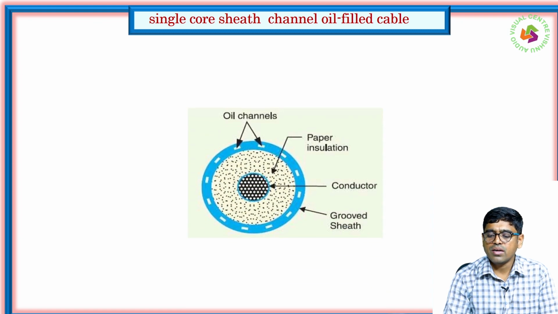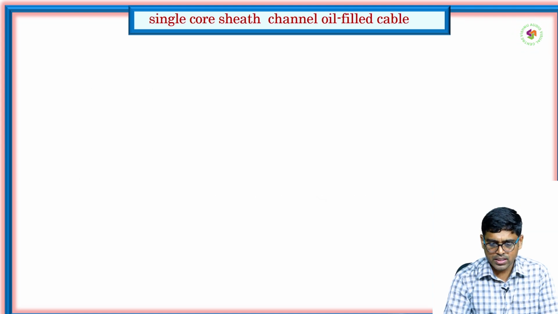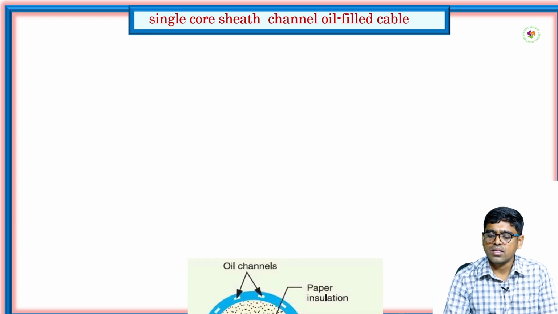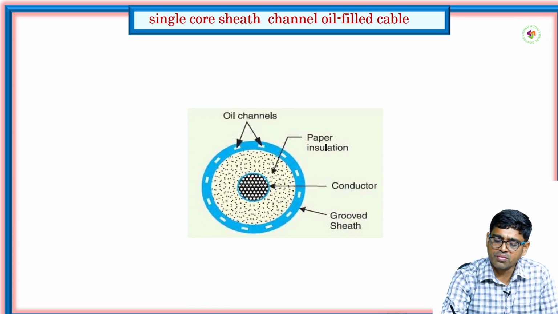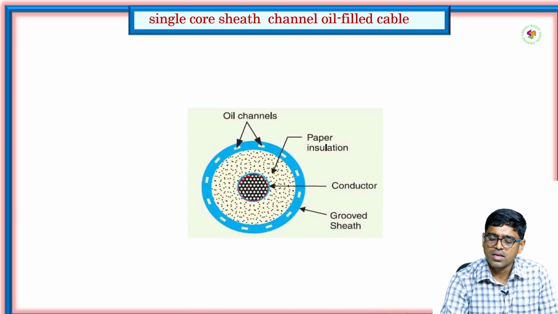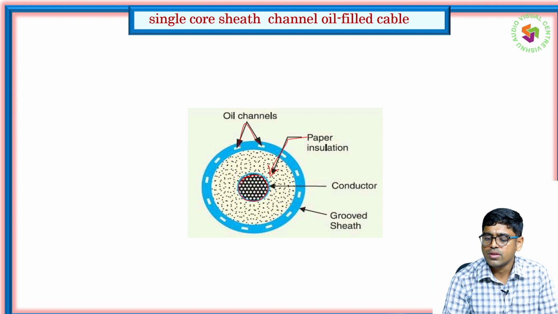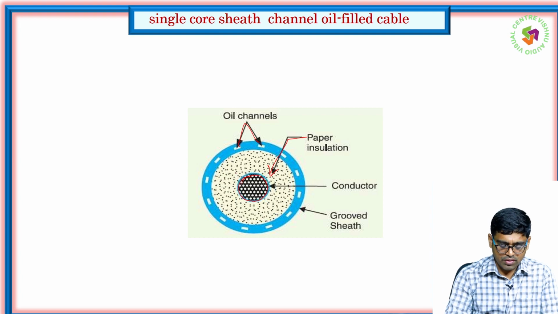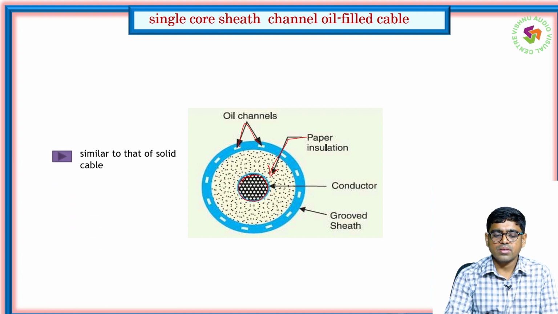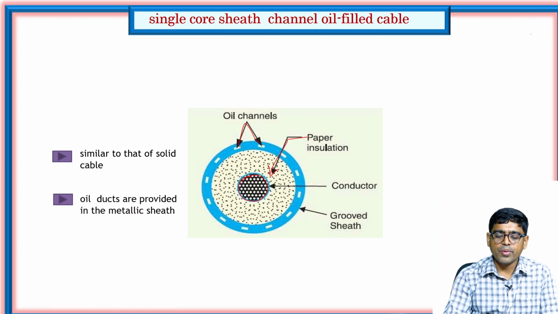Single core sheath channel, we can see the oil filled cable. The next one is single core sheath channel. Here the conductor is placed first, then it has paper insulation. After the paper insulation there is an oil duct. So these are your oil channels. After the conductor we are placing these oil channels. It is similar to that of solid cable, and oil ducts are provided in the metallic sheath.